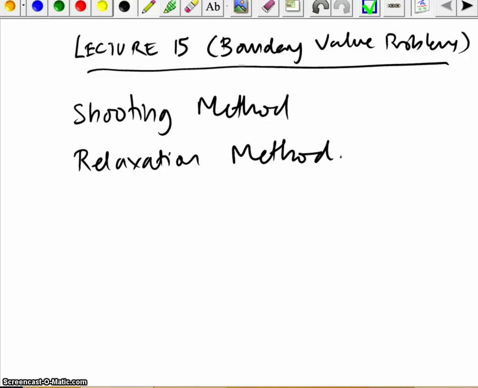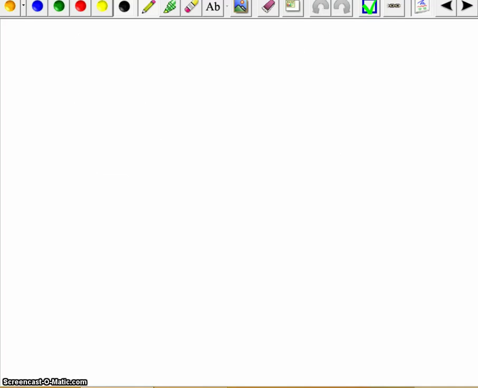For lecture 15, we'll look at solutions to ordinary differential equations, and how this is different from our previous lectures is we are considering boundary value problems instead of initial value problems. For this topic, we'll cover only two methods, and they are the shooting method and the relaxation method. Before I go into that, just a recap on what we have done so far.